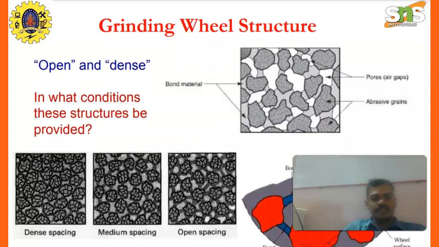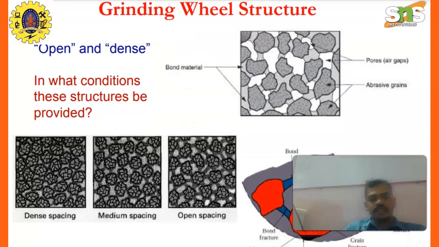Grinding wheel structures. These are the different types of grinding wheel structures shown in the images: open and dense. The dense spacing, medium spacing, open spacing. We have a lot of difference. Dense spacing has no space compared with medium spacing. This is where the distance is high. Open spacing has more distance compared with the dense and medium spacings.